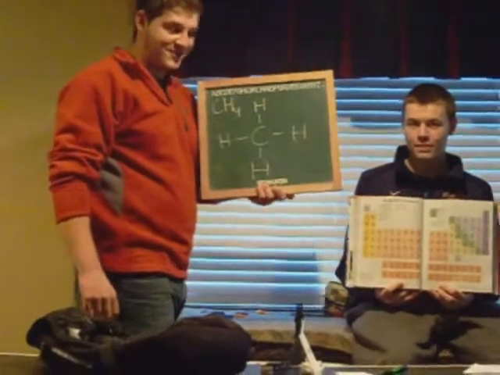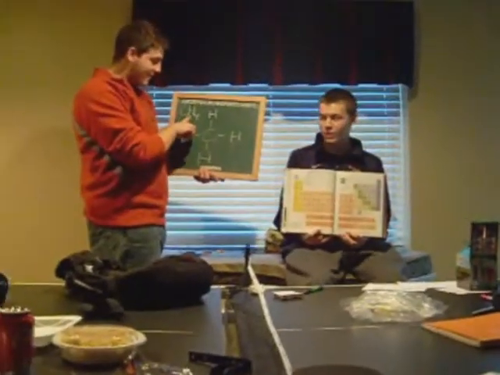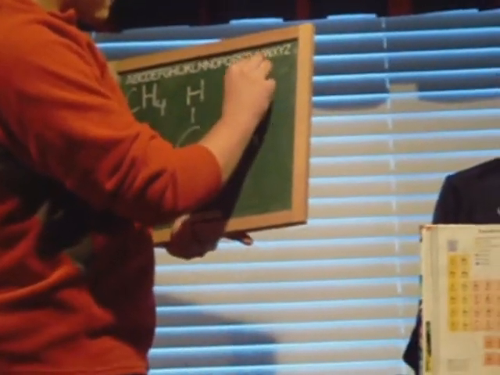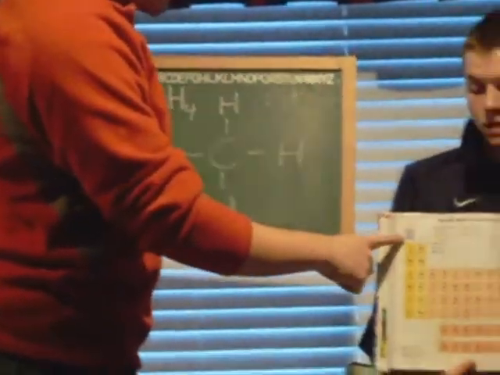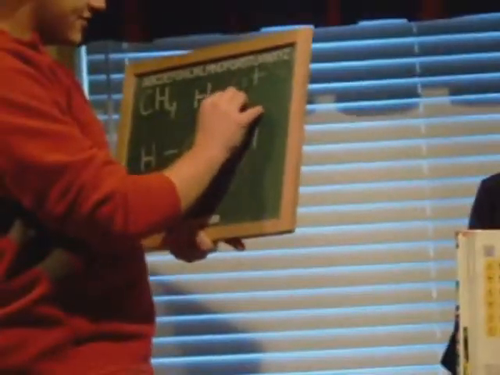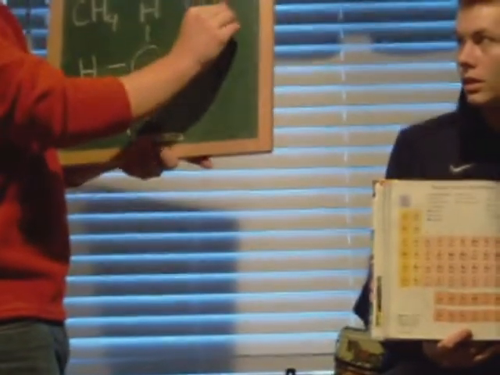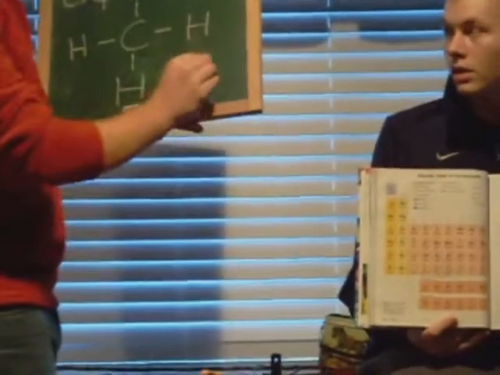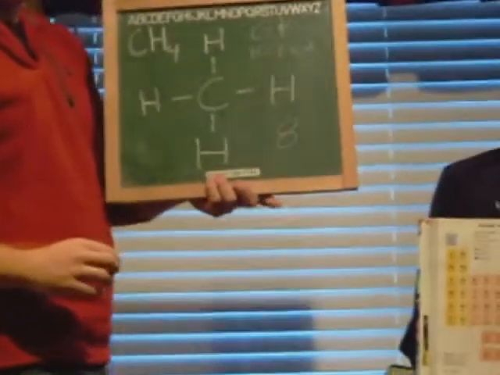When doing a Lewis structure, you need a periodic table. Since you have carbon and hydrogen, you look at the periodic table, and since carbon is in column 4, it has 4 electrons, and then since hydrogen is in column 1, it has 1. But there's 4 of them, so you times it by 4, and then you have 8 electrons total.